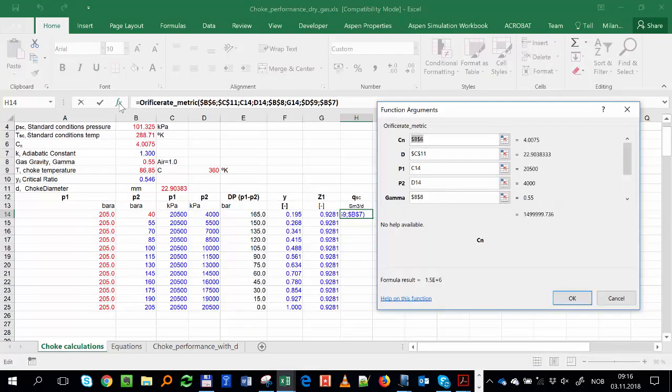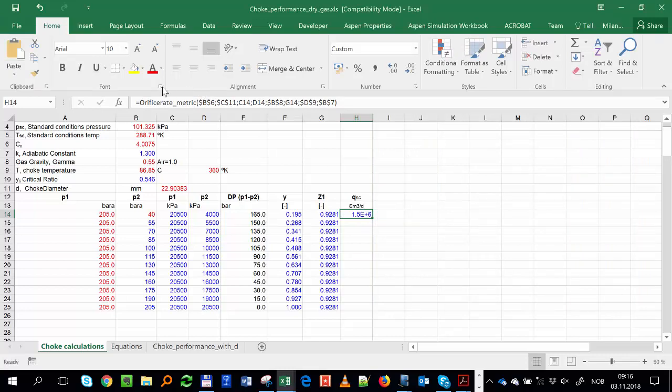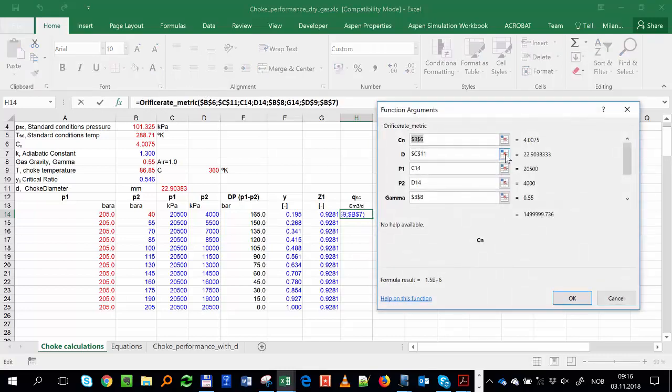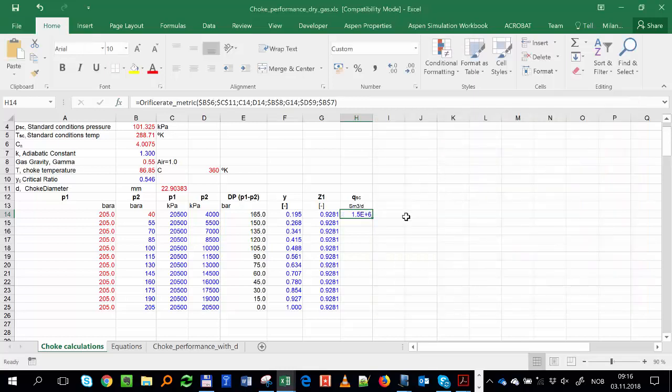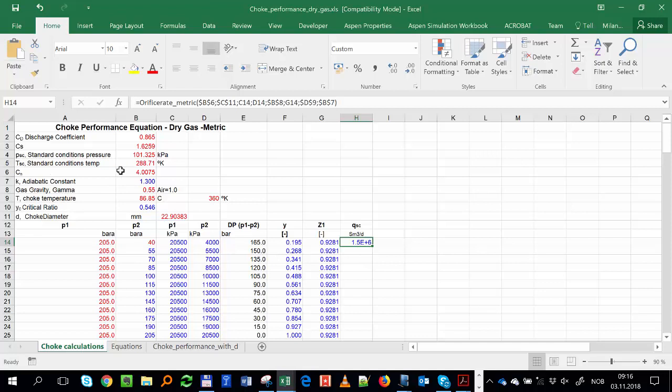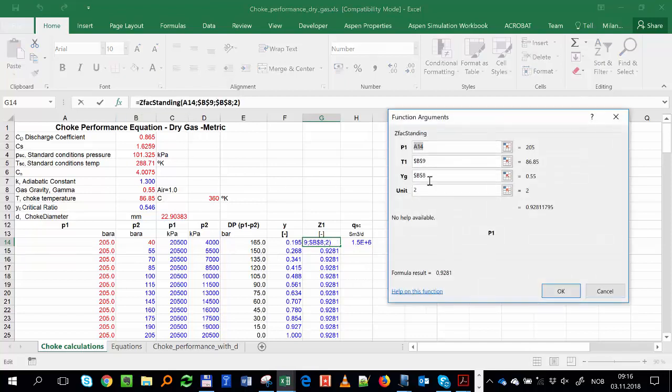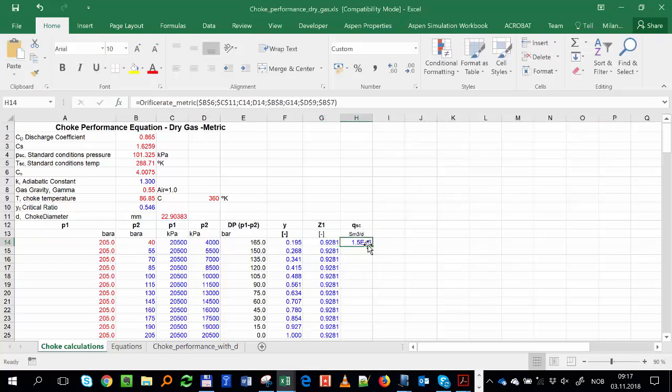Not sure, did you get the same number? Yeah. Yep. Yes. The C factor, it's this Cn. Or you're asking about this one? Yeah, the C factor. So pressure in bar, this pressure. Okay, the same number. Let me drag it down to see.